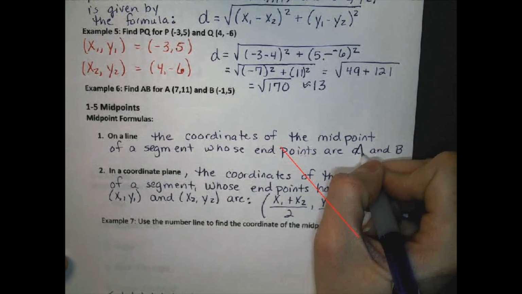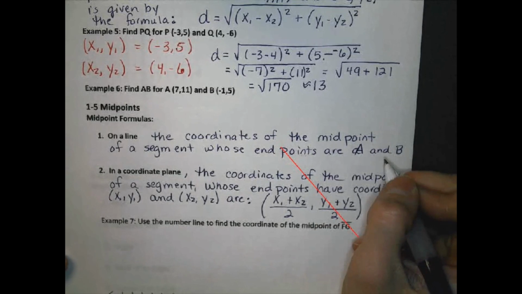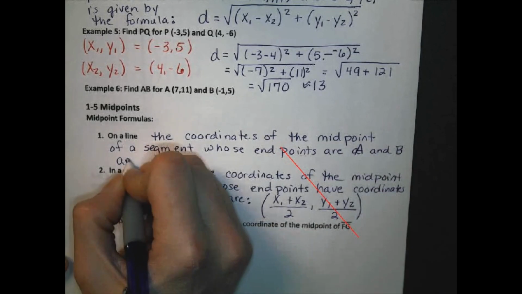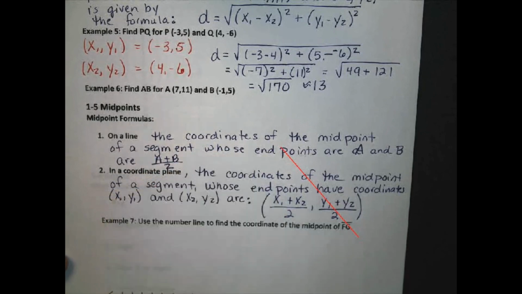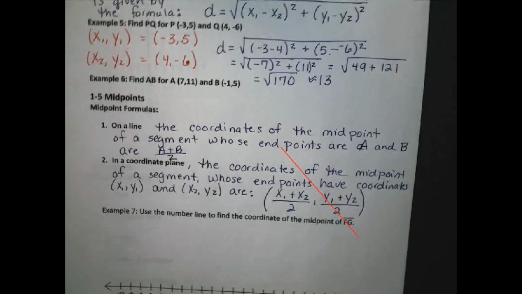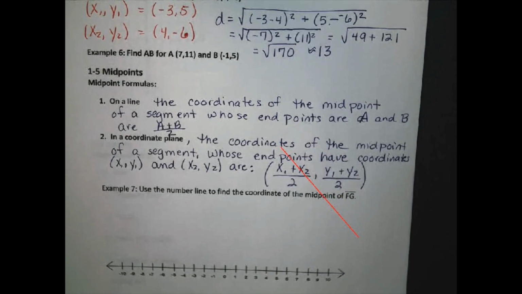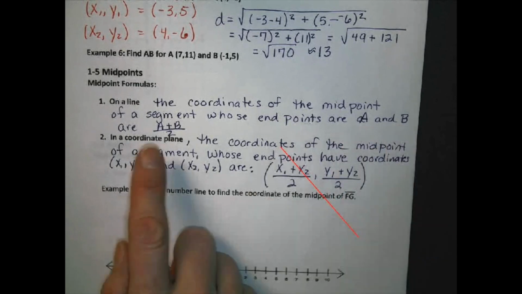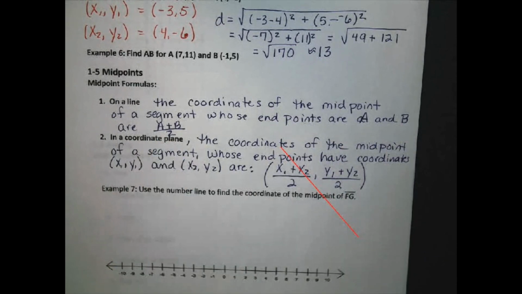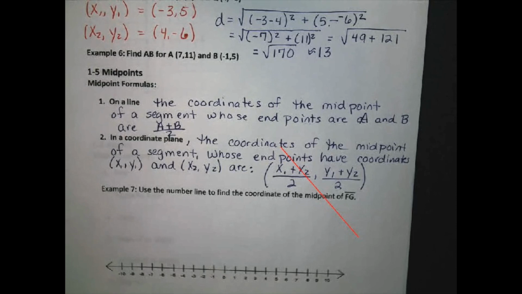So we have two different methods to find the midpoint. If we're looking for the midpoint on a line, we simply take the coordinates of the endpoints, add them together, and divide by 2. We're really finding the average here. However, when we deal with a coordinate plane, each point has two coordinates, an x and a y. To find the midpoint x value, I find the sum of the two x's and divide by 2. And to find the new y value for the midpoint, I find the sum of the y values and divide by 2.